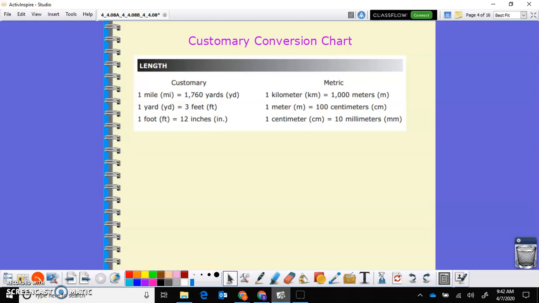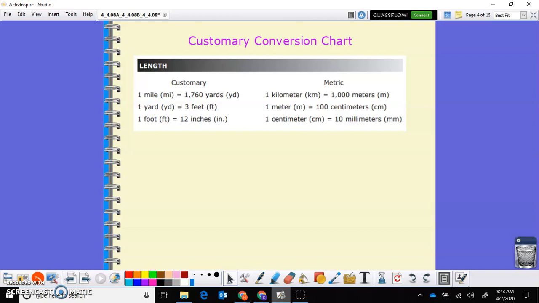All right, good morning. We are continuing our study of converting measurement in length. What you see here on the screen is just a little piece of your math reference chart. It only has the length on it, and we have the customary on the left, which is what we use in the United States. And we have the metric on the right, okay?